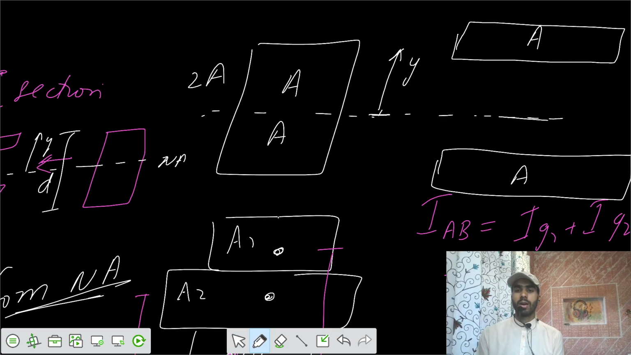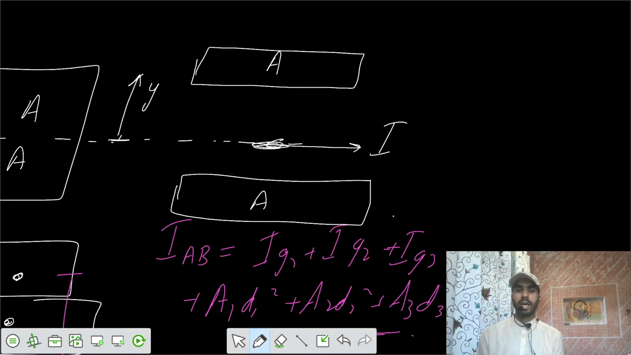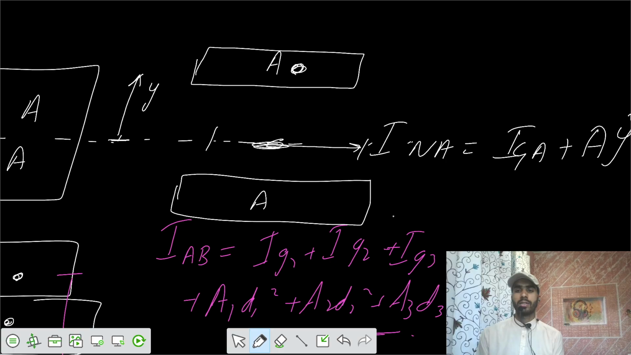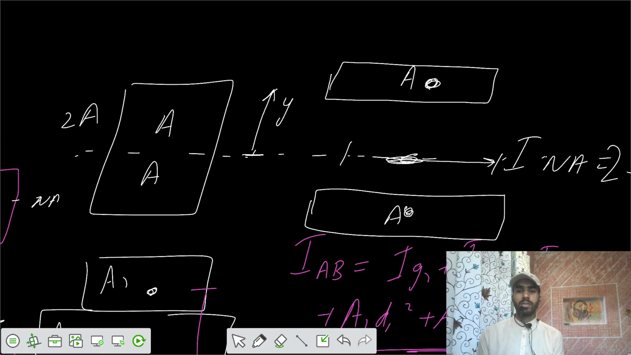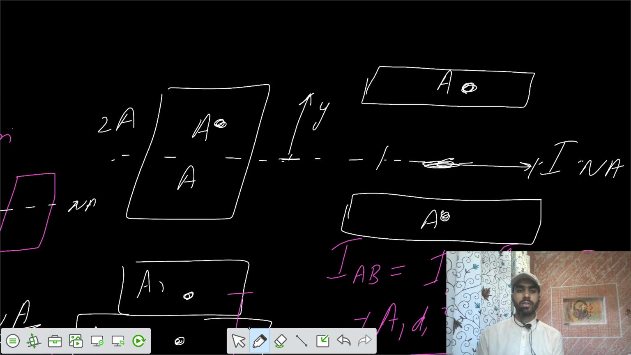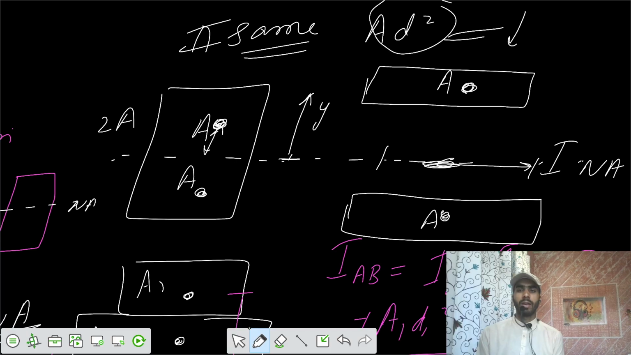But you have distributed the area away from this line. Now if you use the parallel axis theorem, the value of I about this line, the neutral axis, equals the area's IG about its centroid plus area into y square, and that into 2 because we have 2 areas. Similarly for the first one, the centroid is here, so the value of I would be much less by the parallel axis theorem.